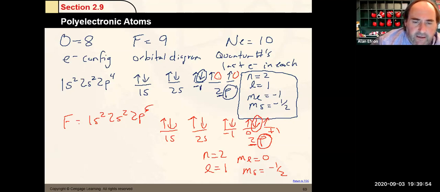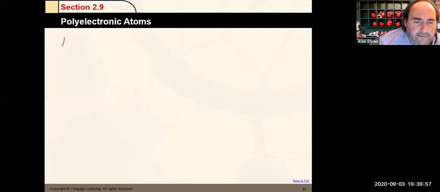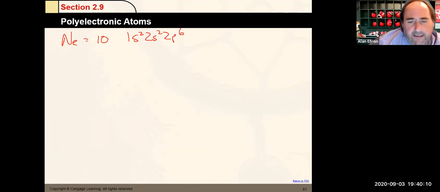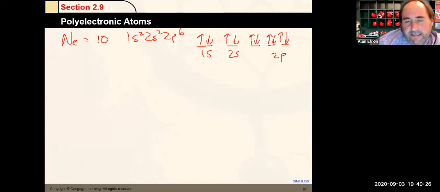And lastly here, neon, which is 10. That means we've got 1s2, 2s2, 2p6 in that case, and that gives us 10, giving us a 1s orbital, 2s, and our 2p subshell going up and down, and 1, 2, 3, 4, 5, and 6, going up our 2p orbital. Obviously we need to go further if we have more.